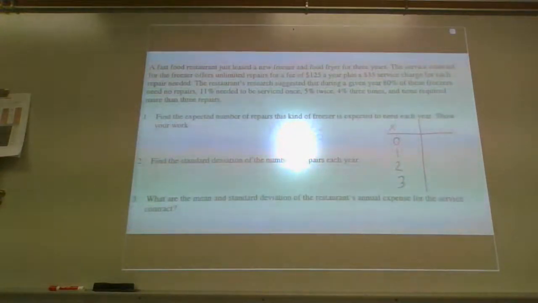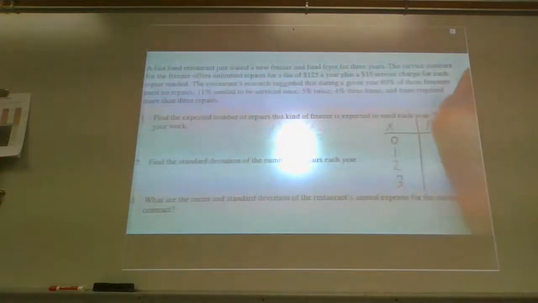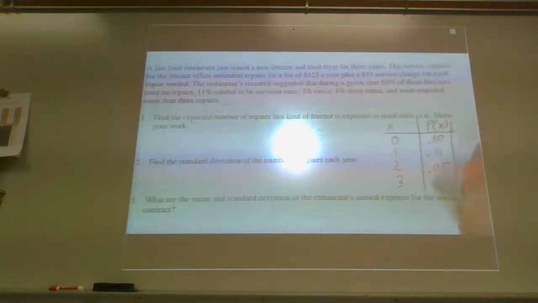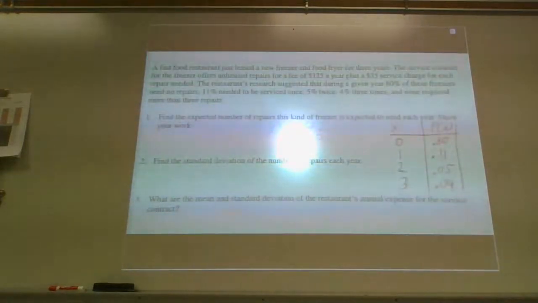All right. The probability of said event happening. Well, it says an 80% chance. Now I'm just going to convert it to decimal. 11% here, 5% here, and 4% here. Does that add up to 100? Cool. Then what they did is pretty solid.